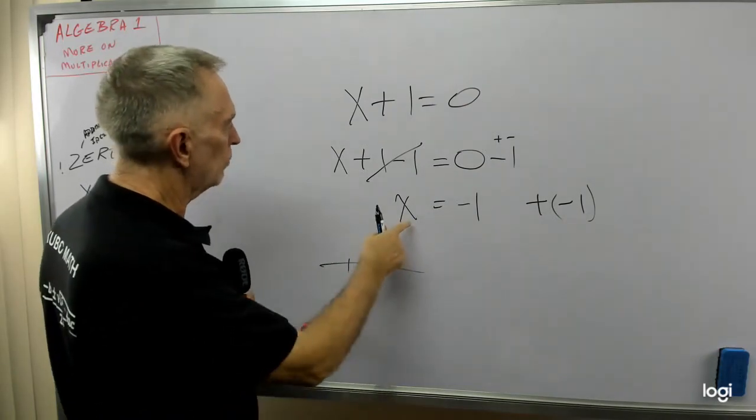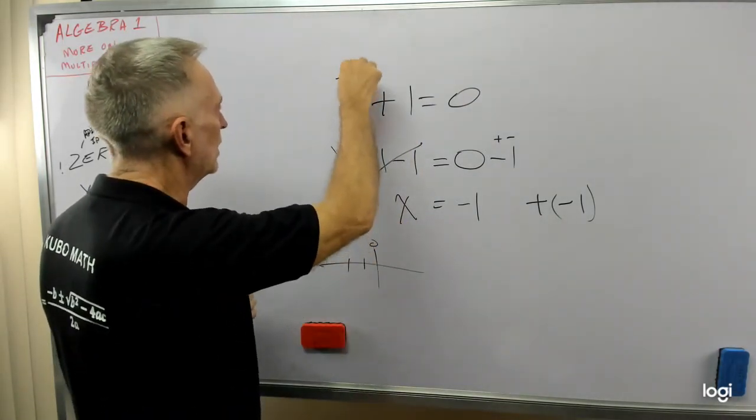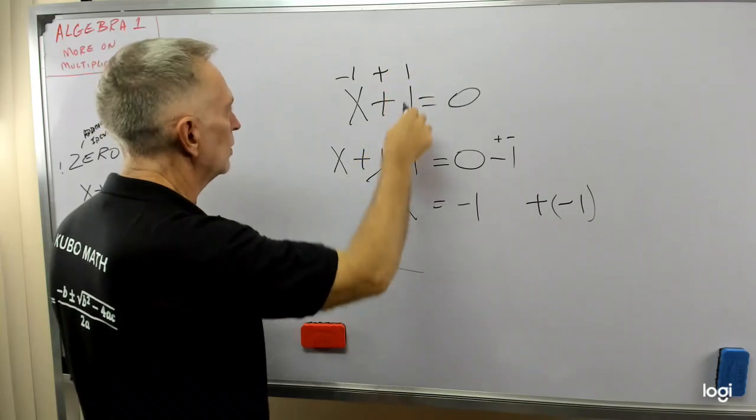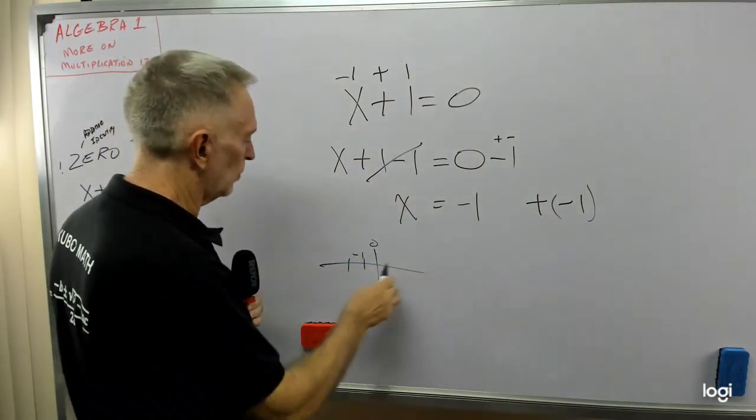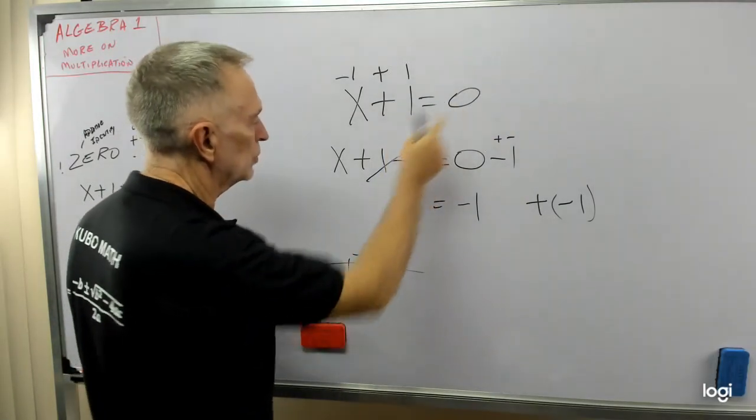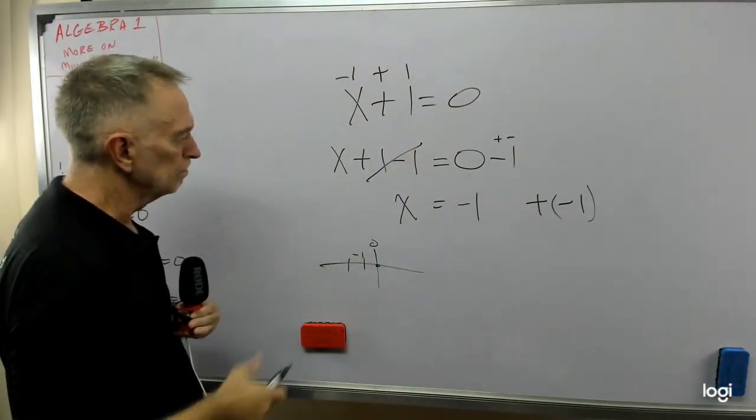Okay, so negative 1, let's put that back in. Negative 1 plus 1, so I have a negative 1, and I add a positive 1 to it, I get 0, which is what I want. Okay?